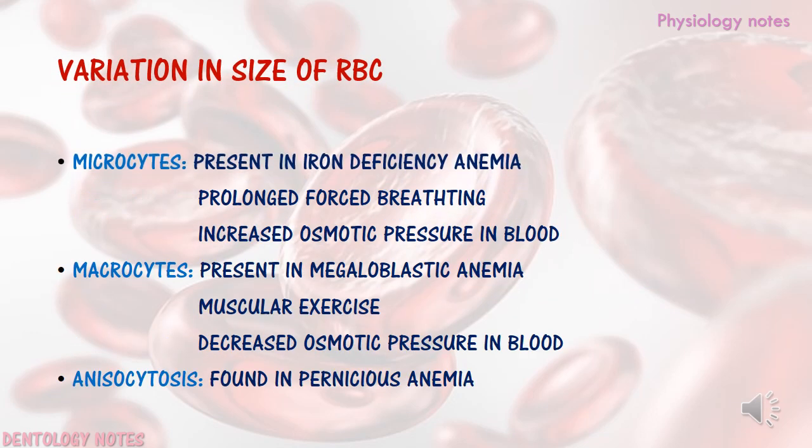Variation in size of RBC. Microcytes, present in iron deficiency anemia, prolonged forced breathing, increased osmotic pressure in blood. Macrocytes, present in megaloblastic anemia, muscular exercise, decreased osmotic pressure in blood. Anisocytosis, found in pernicious anemia.